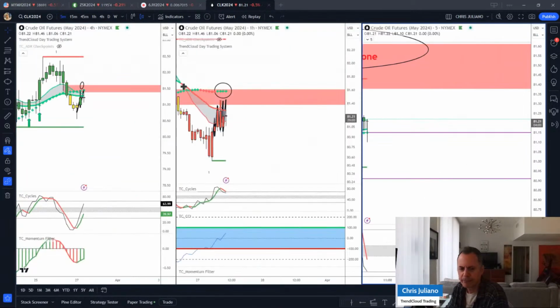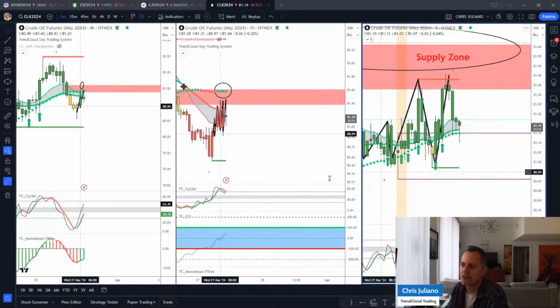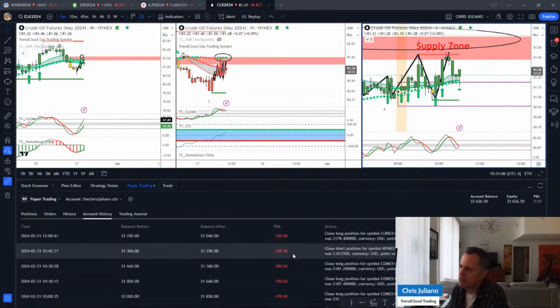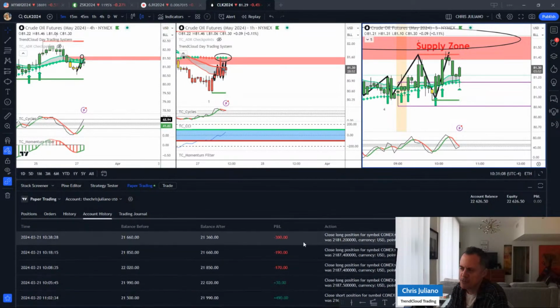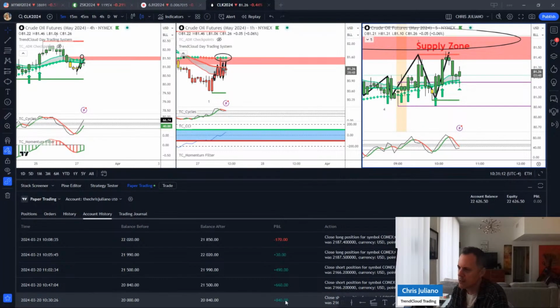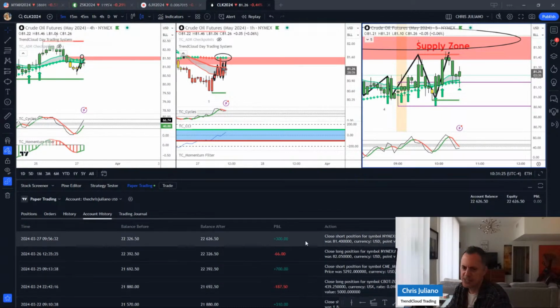Making money every day, almost every day, right? Sometimes you'll run into those losses, but the wins are much bigger than the losses. That's what you want. Nice base hit, nice $300 move.